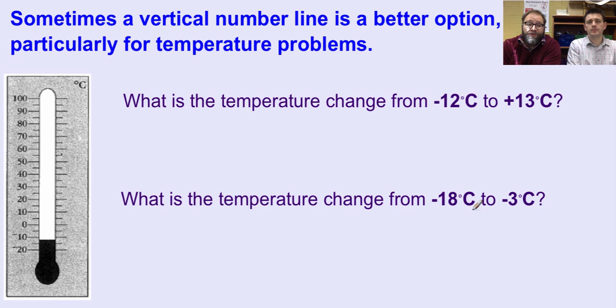Sometimes you've seen vertical number lines, and they're really good for temperature problems, because we're really used to seeing temperature shown in a vertical way, because that mercury goes up and down, it doesn't go left to right.